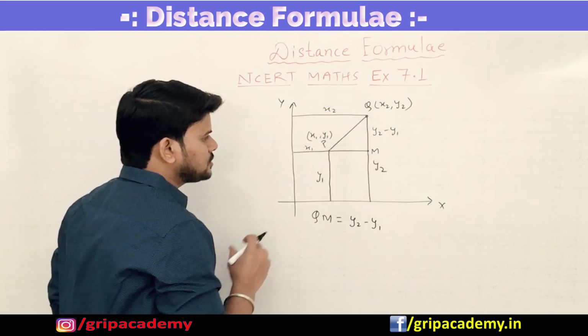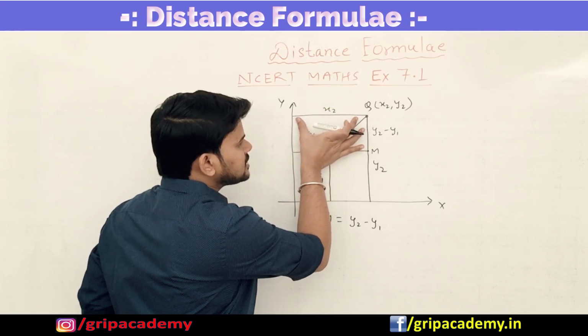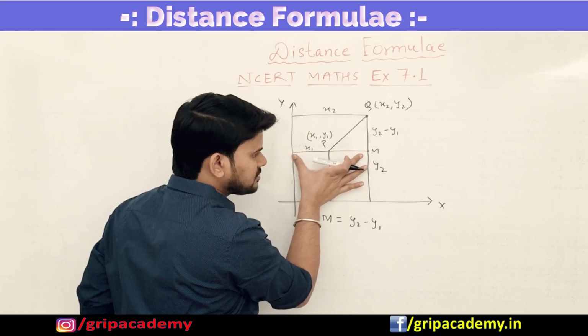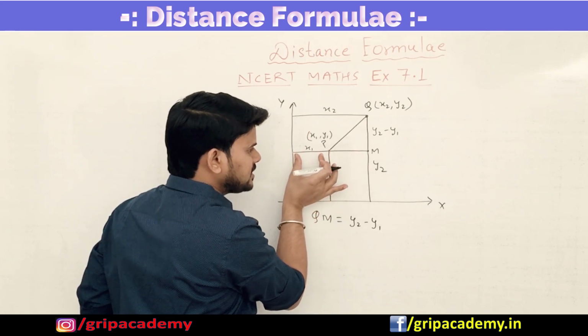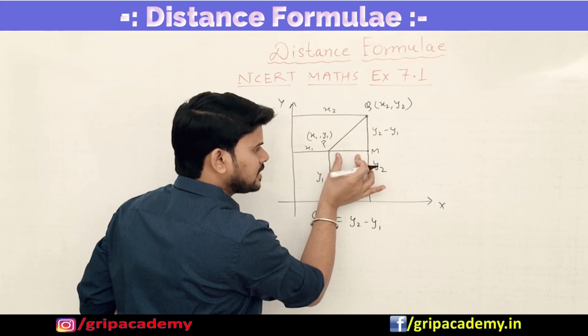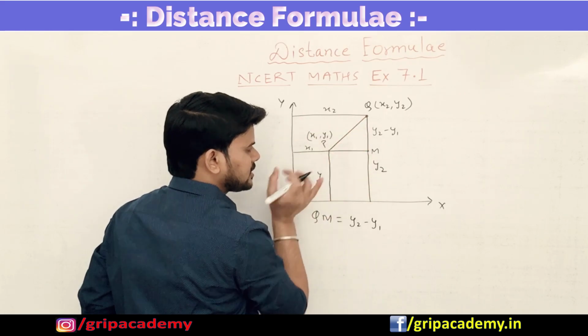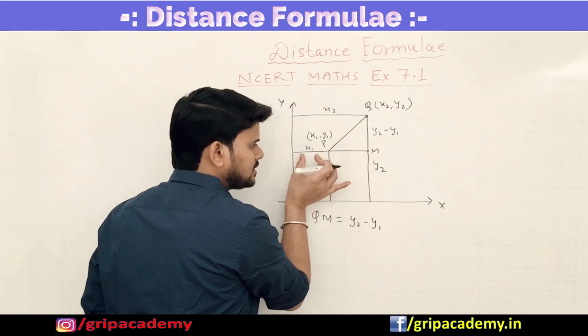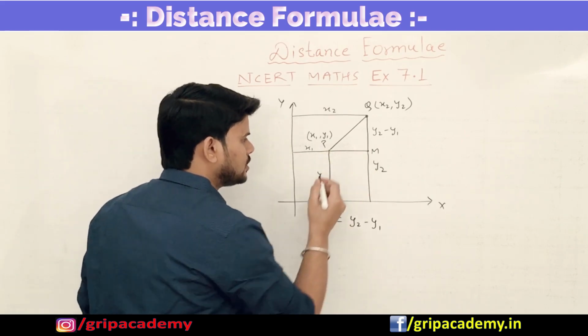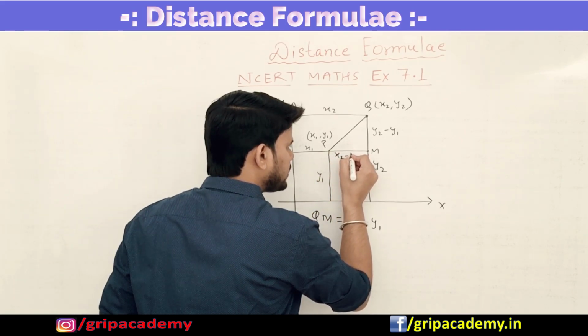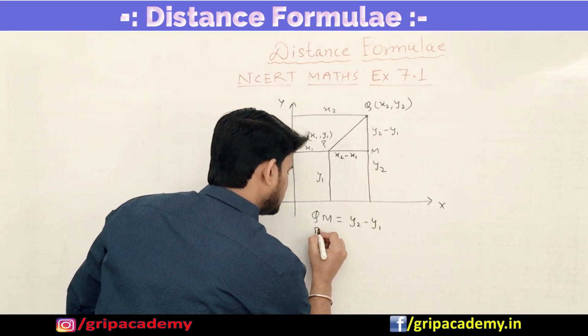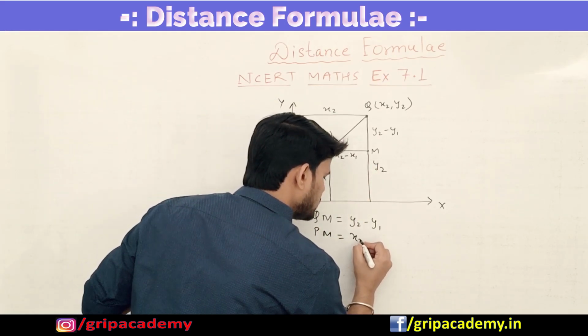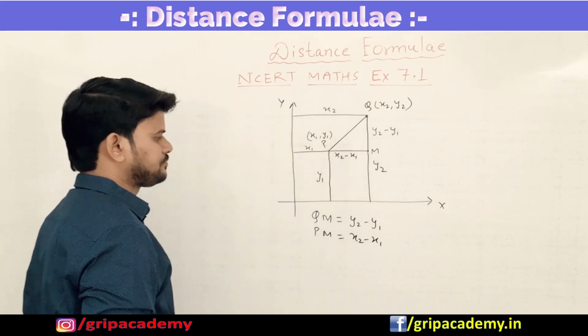Now see, this complete distance is x2, so this distance will also be x2. Now this is x1, so this will be x2 minus x1. x2 minus x1 will give you PM. So PM equals x2 minus x1.